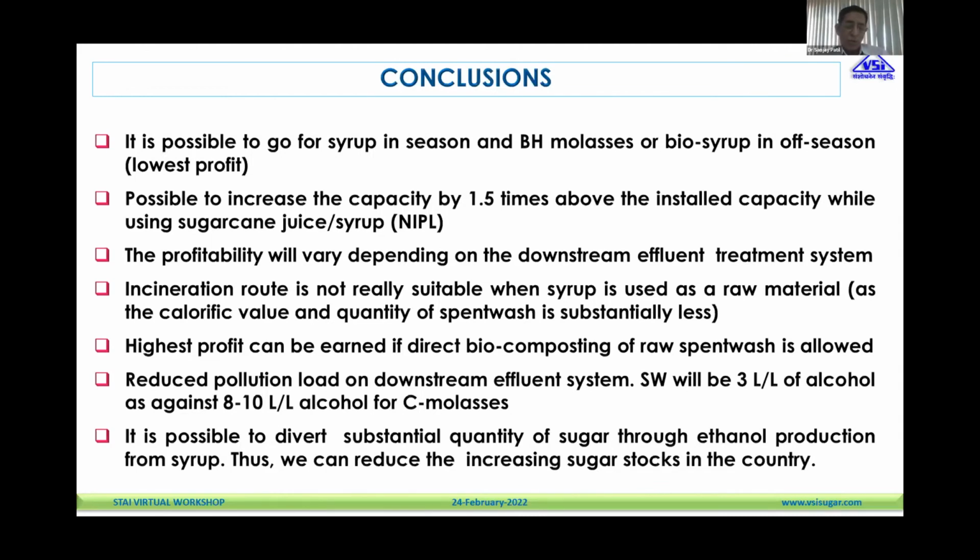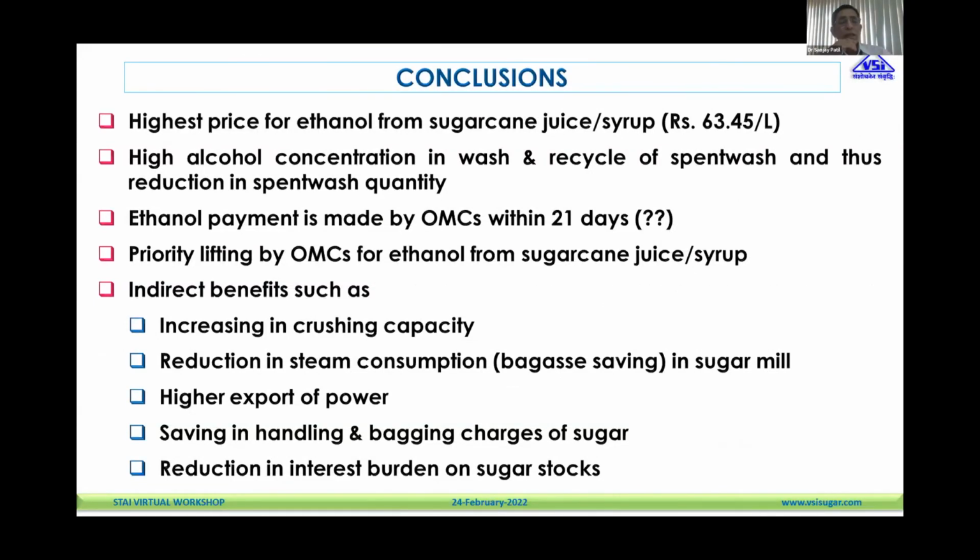It is possible to divert a substantial quantity of sugar through ethanol production from syrup. Thus, we can reduce the increasing sugar stocks in the country. The highest price of ethanol is offered by the oil companies for ethanol from sugarcane juice or syrup. You can achieve higher alcohol concentration and recycle spent wash, thus reducing the spent wash quantity. The ethanol payment is made by oil companies within 21 days. There is also priority for lifting by oil companies for ethanol produced from sugarcane juice and syrup.